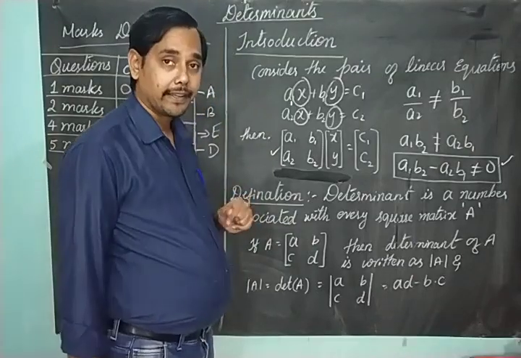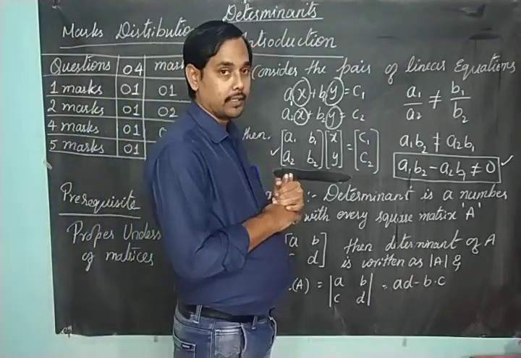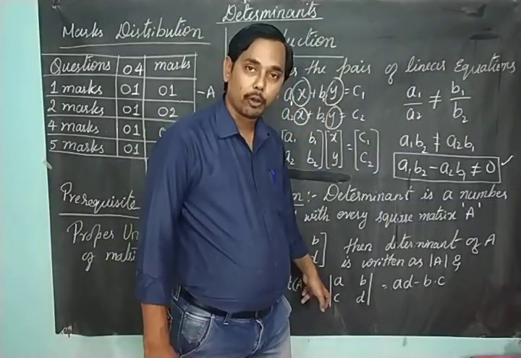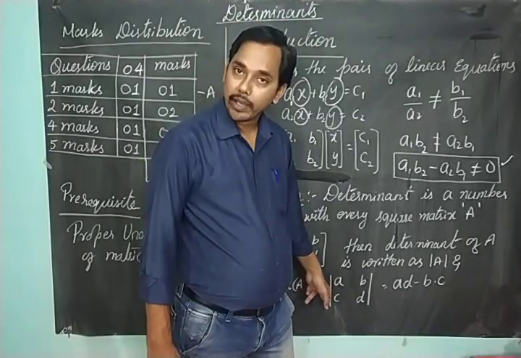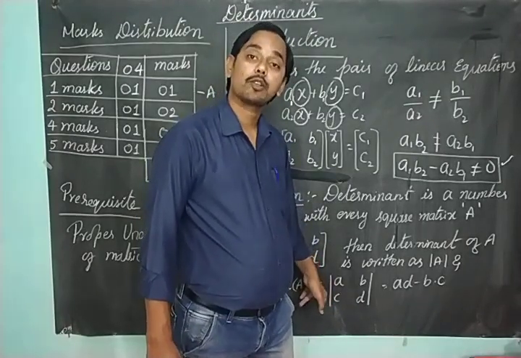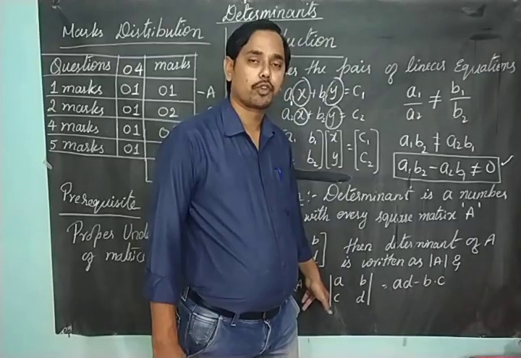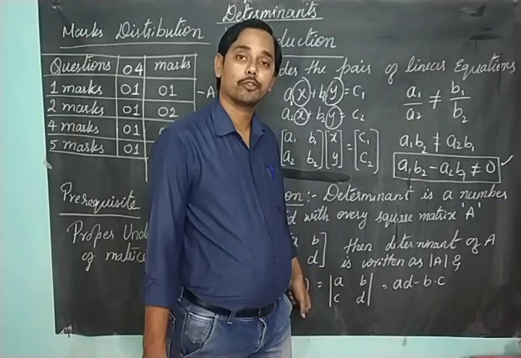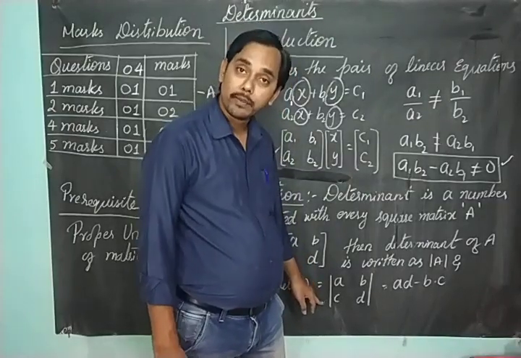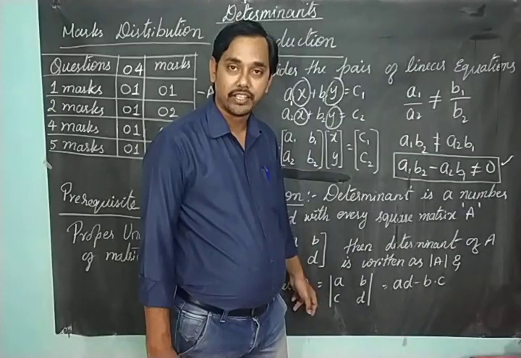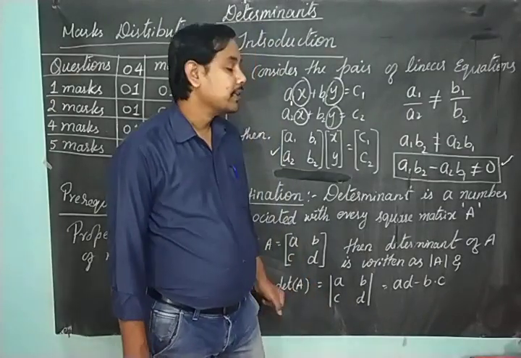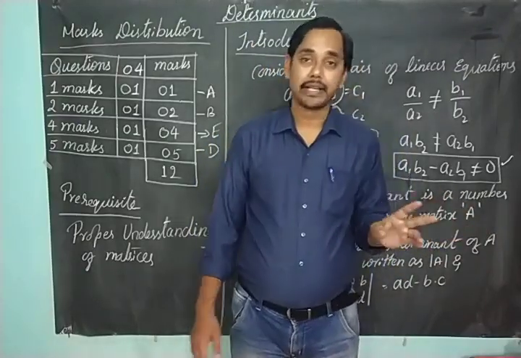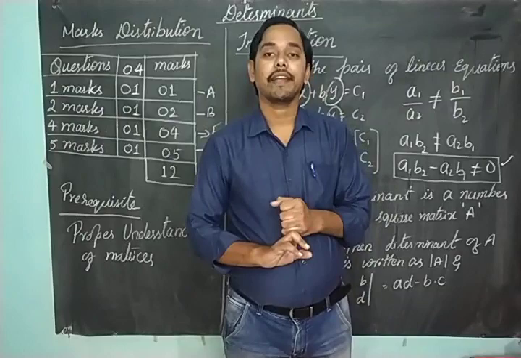Now two things should be very clear. This symbol is not the symbol of mod, and you may get negative values also. In some cases you may get a negative value, in some cases positive. Don't confuse it with mod, where we would definitely get a positive value. This is the symbol of determinant. Secondly, determinant can only be calculated for a square matrix, not for a rectangular matrix. So these two points should be very clear.